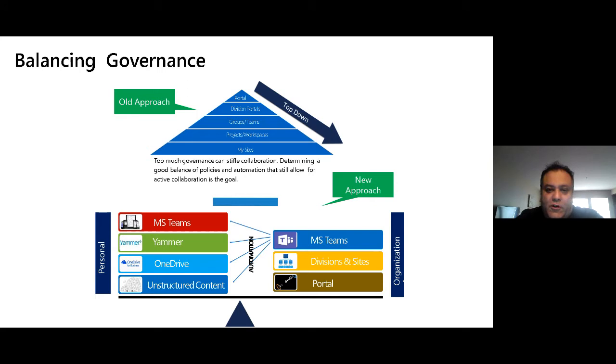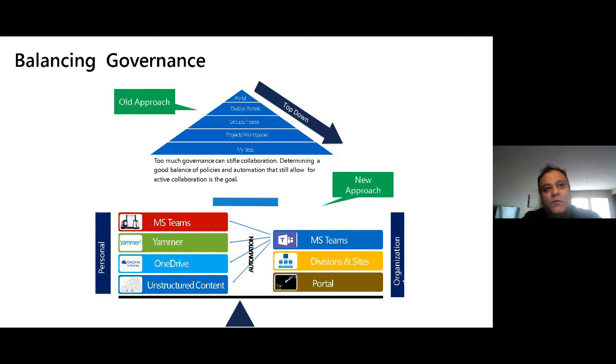In the old days of SharePoint, you used to have a very top-down, traditional design pattern. You would have a corporate portal, you would have divisional portals, and people would have those very tightly locked down. And at the end of the day, what happened with that approach was that it just became a dumping ground for documents, or it became a communication portal where people would just go to get news and other information about the company.